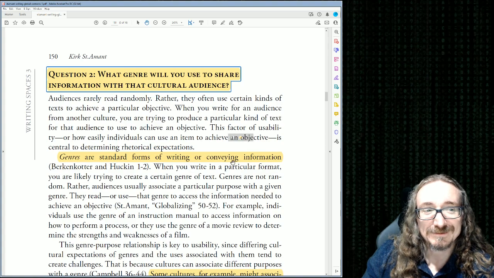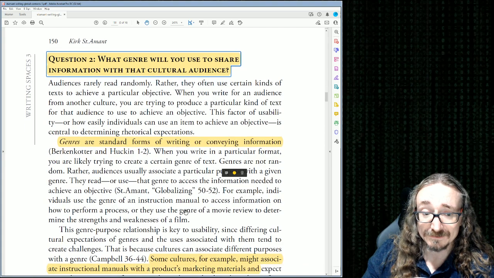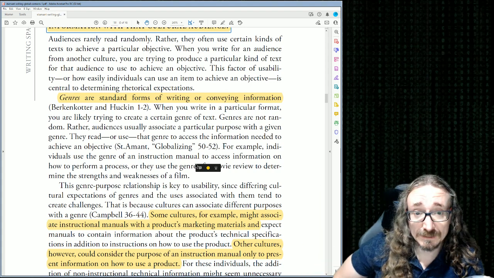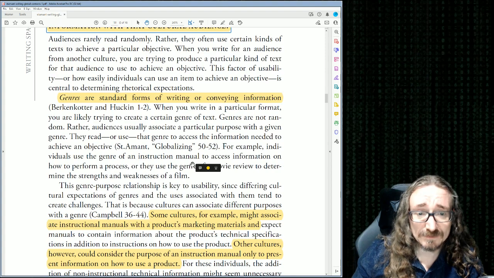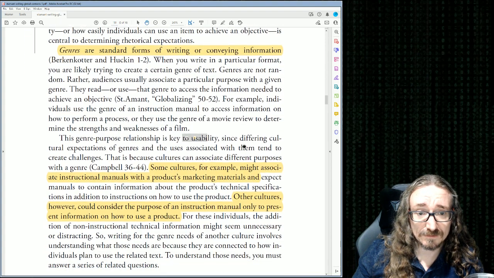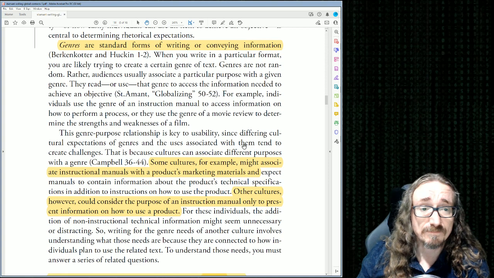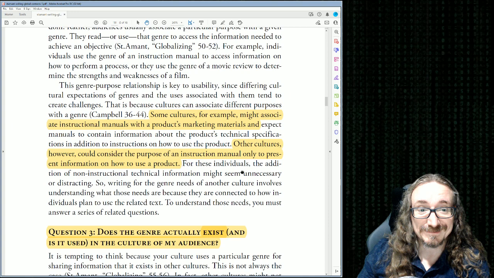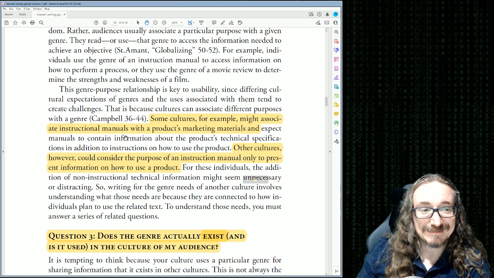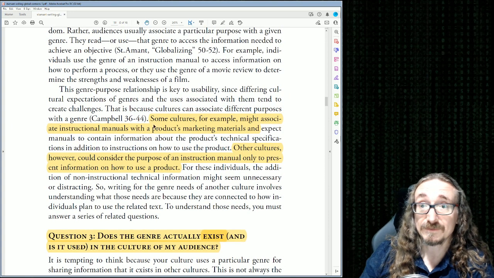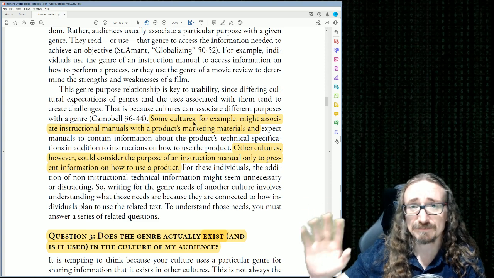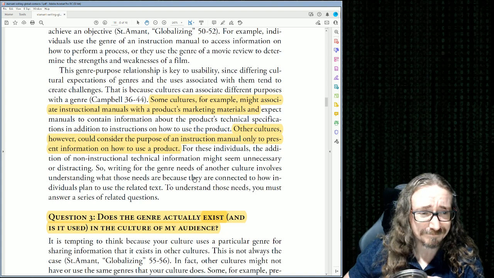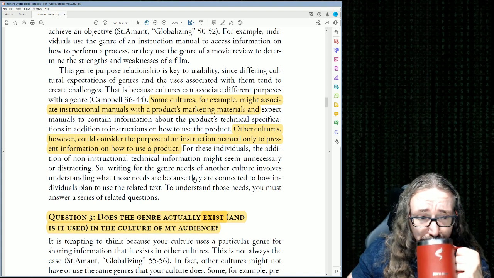What genre will you use to share information with that cultural audience? Again, the genre could be the resume that we've been talking about. Could be a PowerPoint presentation. Maybe you're doing an advertisement, a television commercial. You can think about a job interview as a genre, blogging, tweeting. He talks here about instruction manuals. I thought that was interesting. Some cultures might associate instruction manuals with marketing, right? So there's a commercialized aspect to it. Whereas others would see that as just being a distraction, that doesn't belong, and that would even affect the credibility.